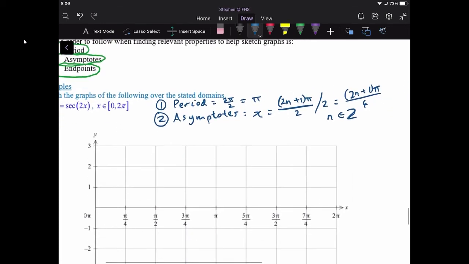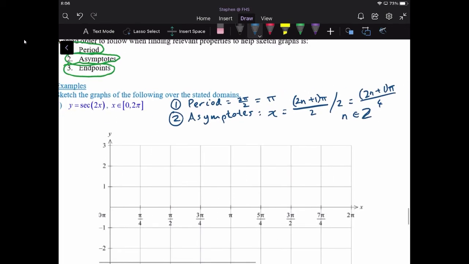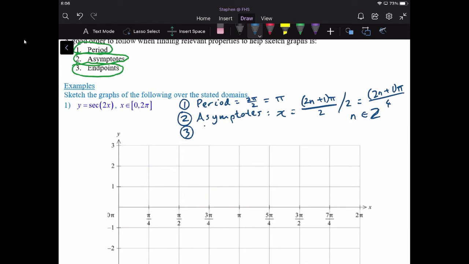Right, now finally we have endpoints. Basically we're going to have the endpoints at 0, comma. If you sub in x equals 0 into sec of 2x, you get sec of 0. Sec of 0 is 1 over cos of 0. Cos of 0 is 1, so 1 over 1, well, that's just 1. And the other endpoint is going to be at 2 pi, comma. Plugging 2 pi in, that's sec of 4 pi. Sec of 4 pi is 1 over cos of 4 pi, and cos of 4 pi is also 1, so sec of 4 pi will also be 1. Okay, there we go. So that is our endpoint.